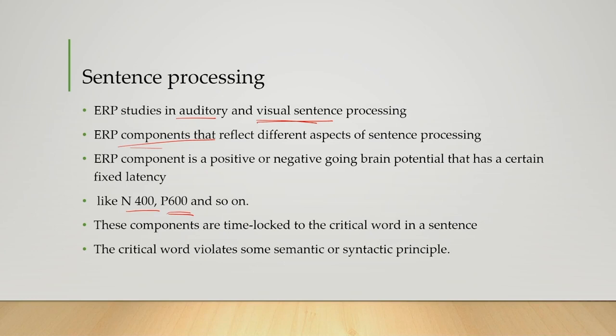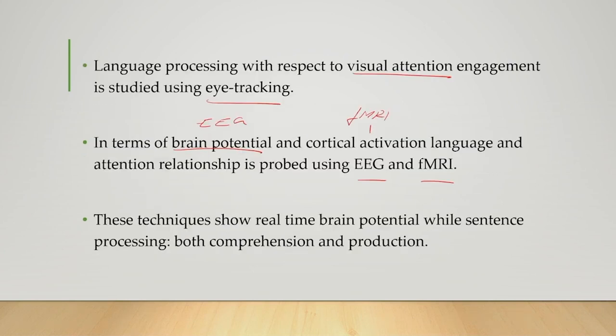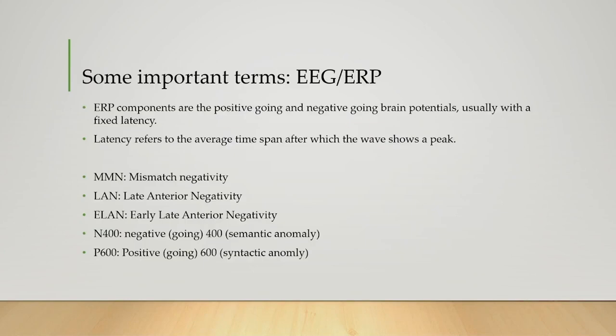So, basically when you are listening to a sentence, exactly at the time when you are listening to the critical word in the sentence or the critical part of the sentence, that is when it is locked. And the typical tasks will have some violation of the critical word, like a semantic violation or a syntactic violation and so on. So, we will see some examples now.